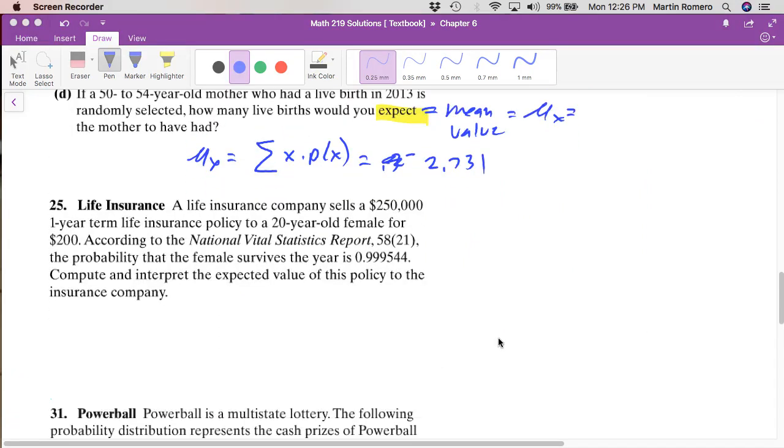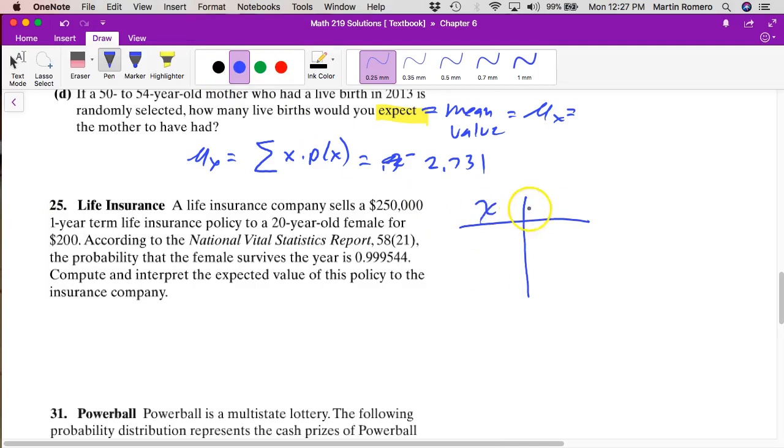Here's problem 25 from chapter 6.2, written textbook homework. Life insurance is very similar to the example we did in the notes. We want to set this scenario up. So we have an outcome and a probability of that outcome. In this case, the outcome is for the insurance company, and we're looking for the expected value.